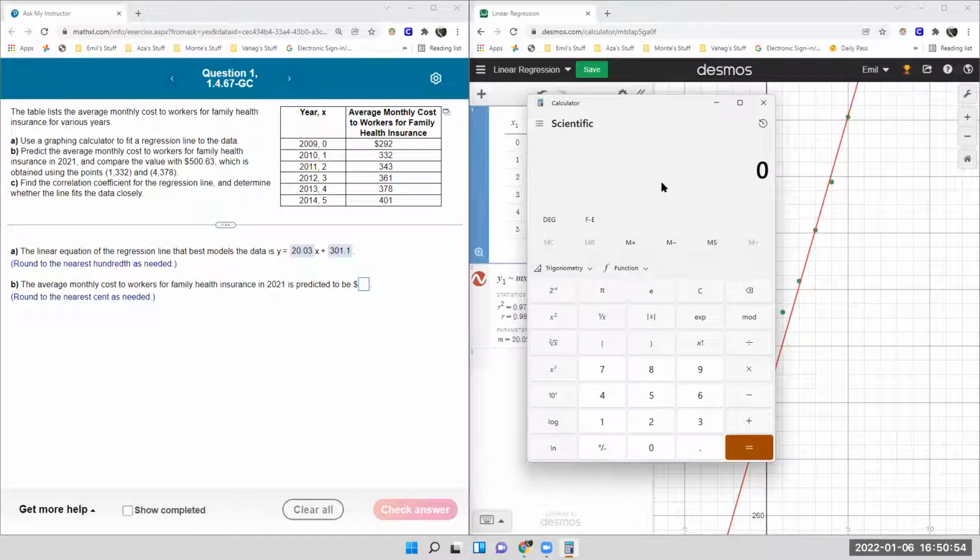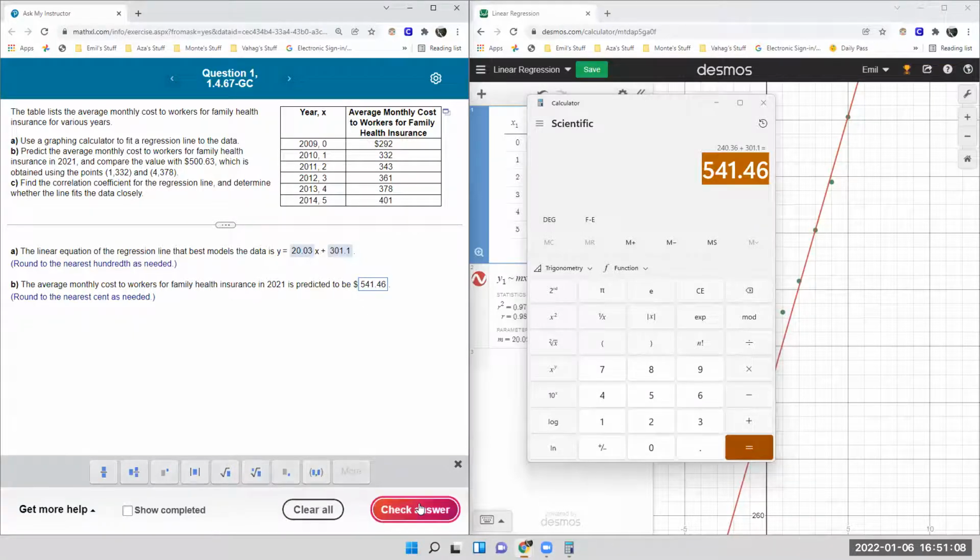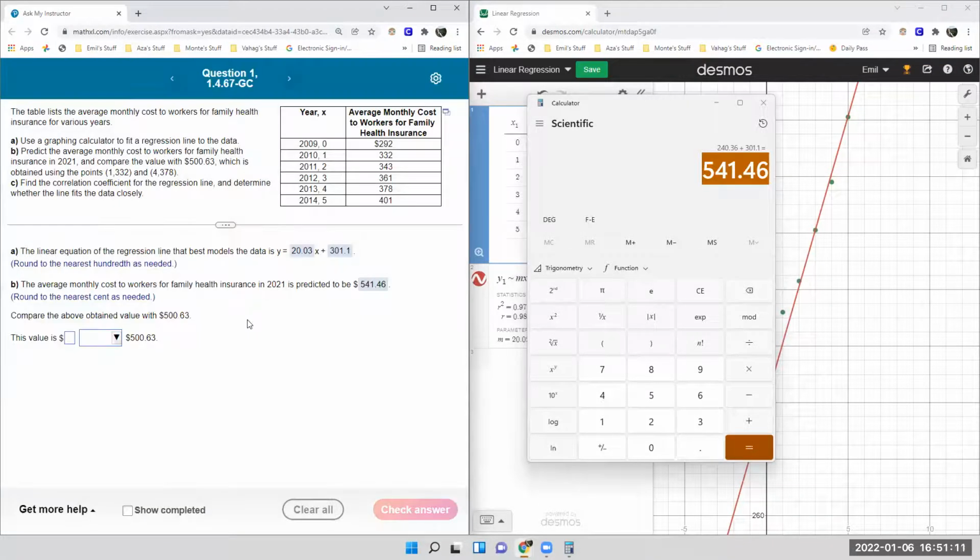All right. So we're just going to type 20.03 times 12 plus 301.1. This should be the correct value. So I'm just going to copy and paste that here. All right, the next question is asking us to simply compare this value with the value that was obtained by collecting data. This value over here was obtained by collecting real life data, whereas this value over here is obtained by mathematical prediction, which is what we did.